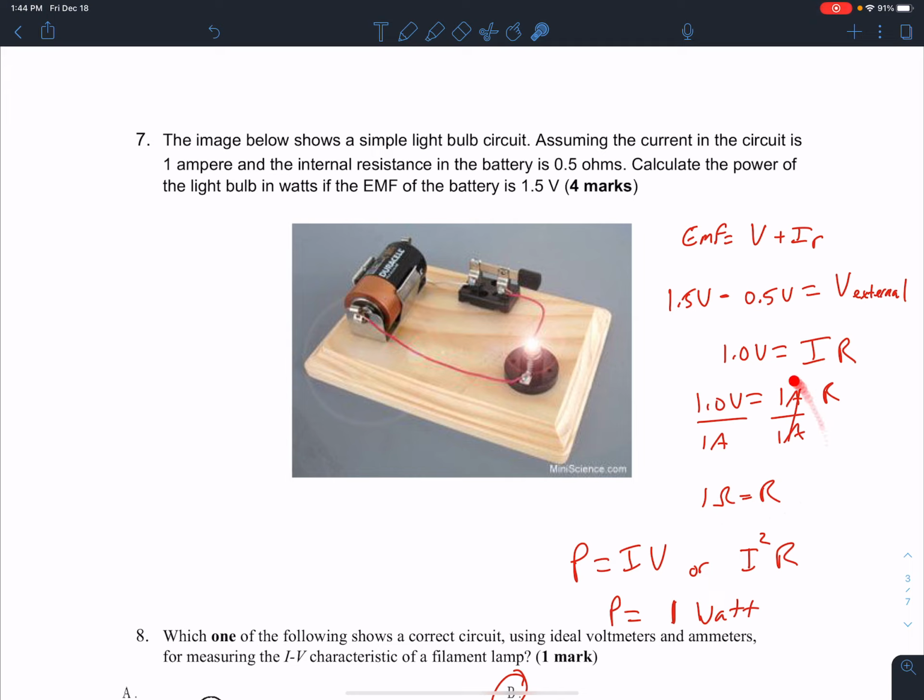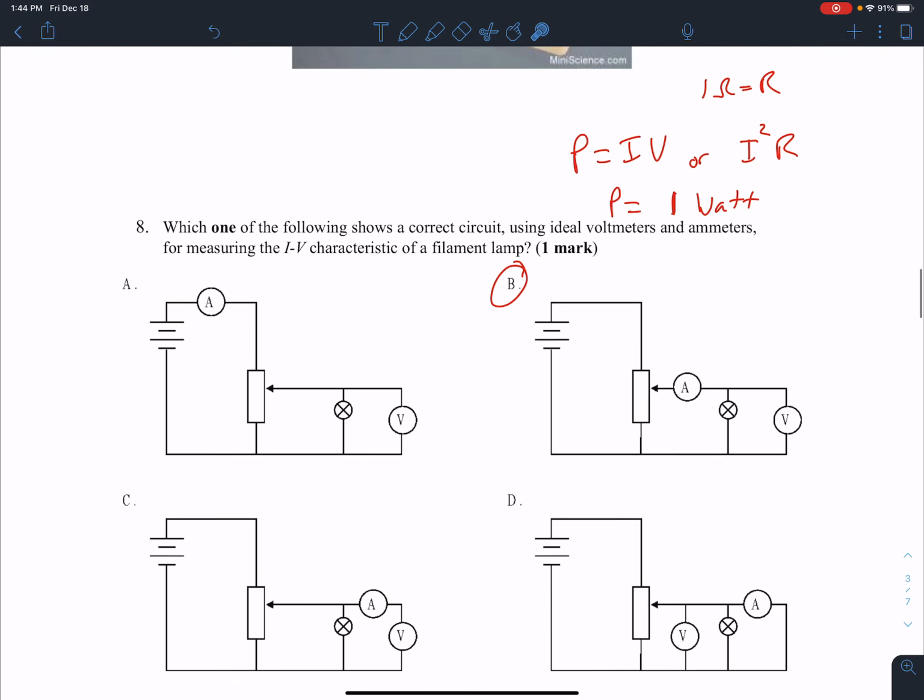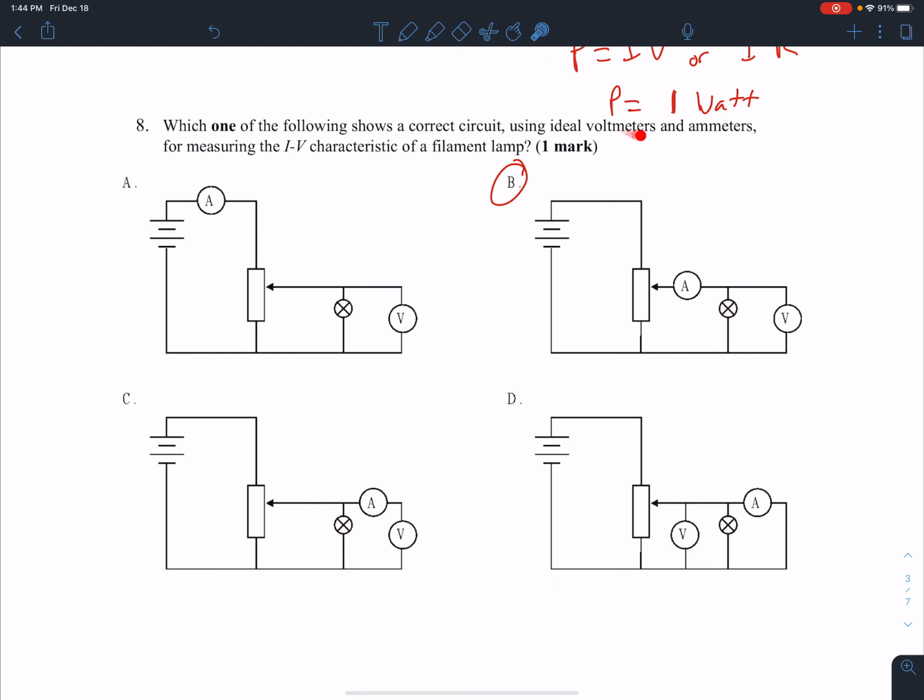With all these values, I could choose whatever formula I want to calculate the power. It could be IV, 1 ampere times 1 volt, or it can be 1 squared times 1 ohm, which would give me 1 watt. So this light bulb is a 1 watt light bulb. Okay, which one of the following shows a correct circuit to use an ideal voltmeter and ammeter for measuring an IV curve?